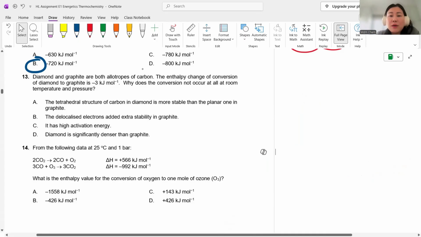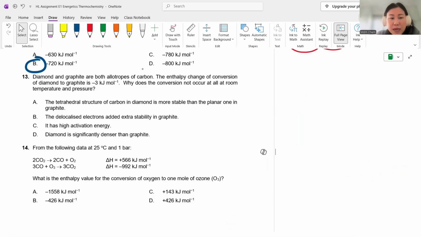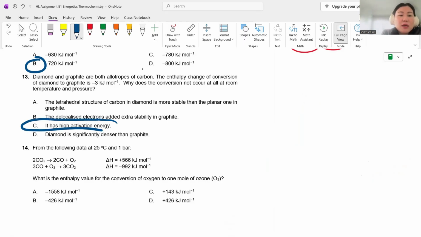So it should happen most of the time. But I'm not seeing it happening at room temperature. Why? Because it has a high activation energy. So it has nothing to do with other reasons, but because it has such high activation energy that even though energetically it doesn't require you to supply energy for the conversion, the activation energy makes it very hard for the reaction to start because you need to overcome that.